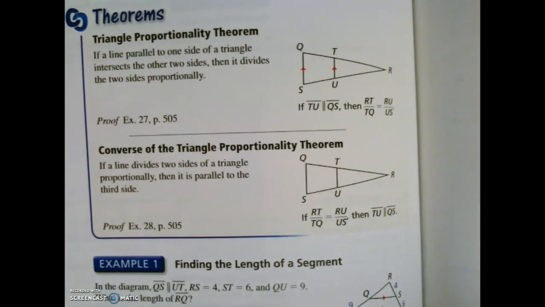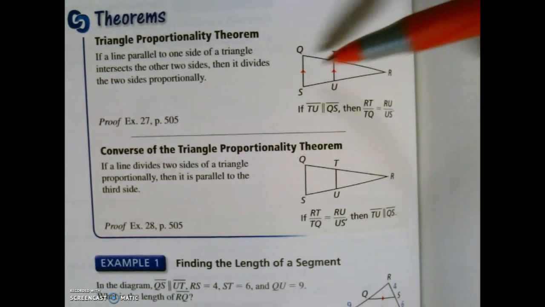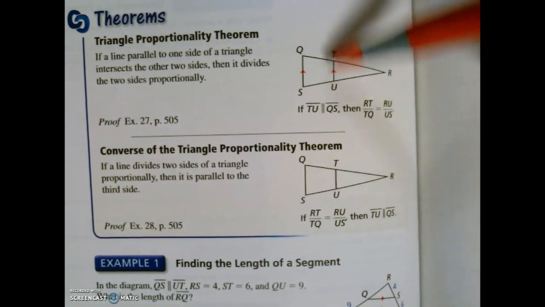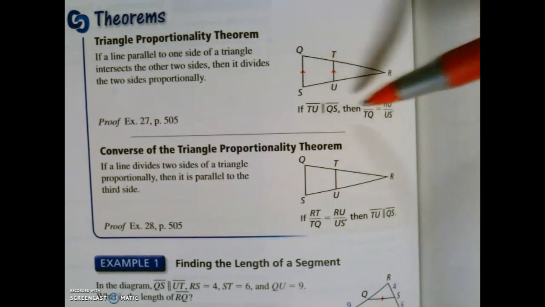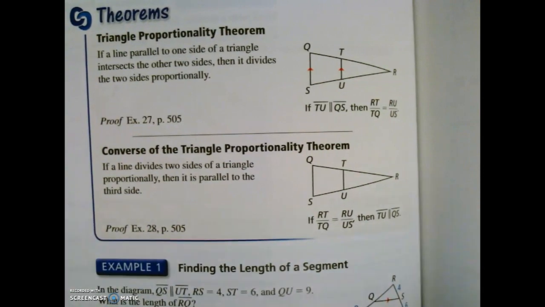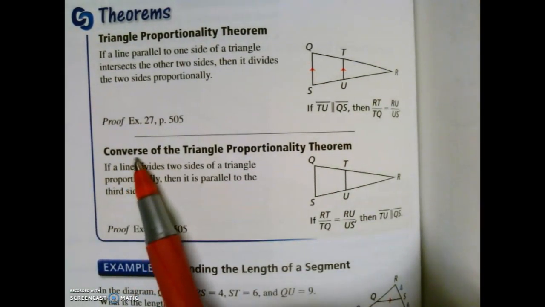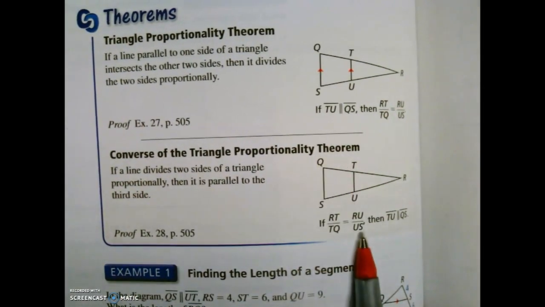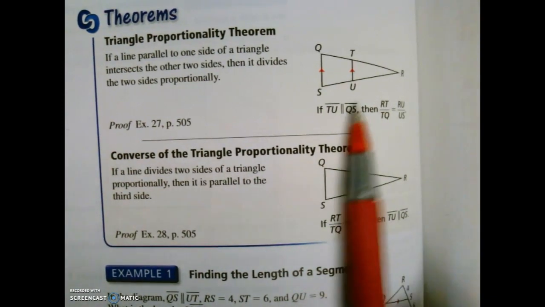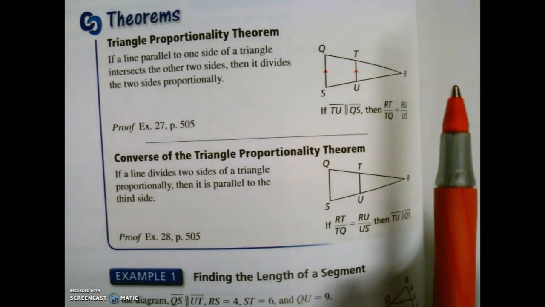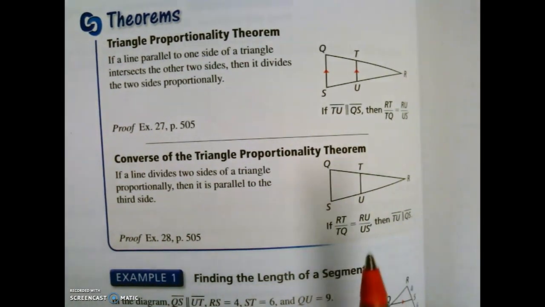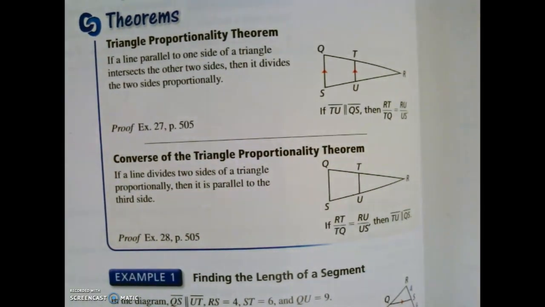Now, you're like, well, why would we do that then? What it's saying is, if you know these are parallel, then you can find out the lengths of these sides based on that. They have a relationship that's proportional. And the converse of that means that if they're proportional, then you know they're parallel. So forward says, if they're parallel, then it's proportional. Converse says, if it's proportional, then it's parallel.